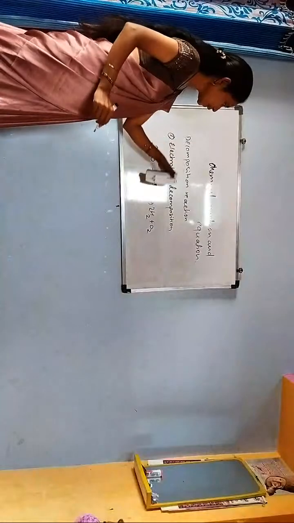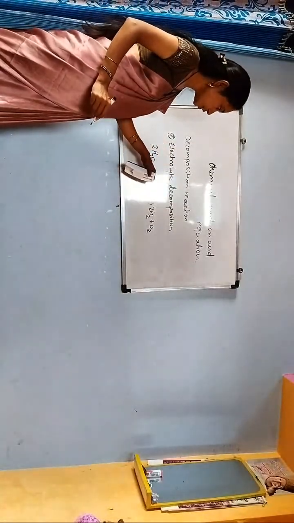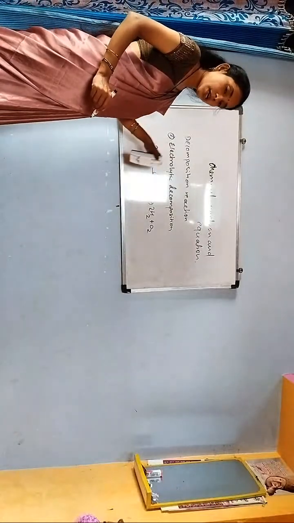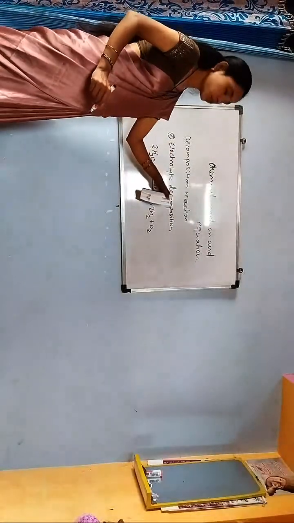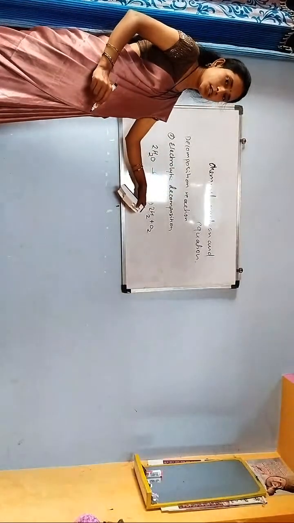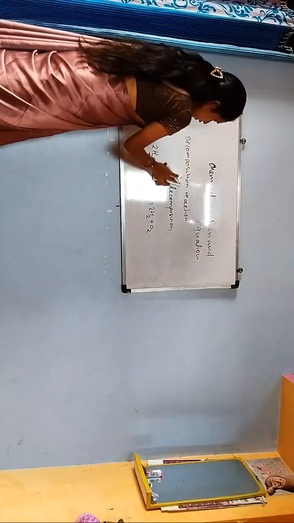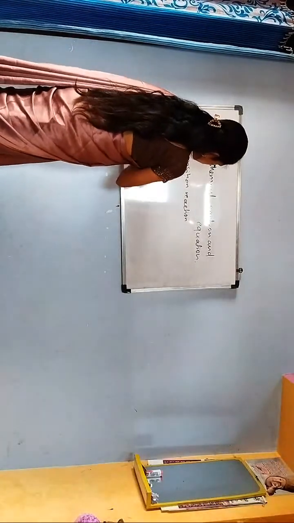What is electrolytic decomposition? A reactant which undergoes decomposition in the presence of current. By passing current, we call it an electrolytic decomposition reaction. So this is an example of electrolytic decomposition. Next, we can discuss the third type of decomposition reaction, which is photolytic.